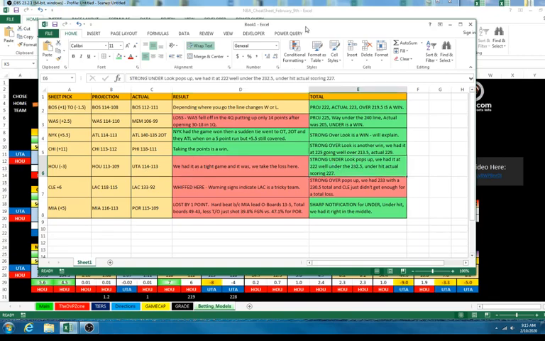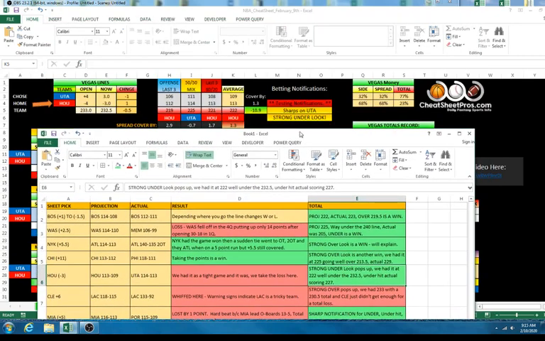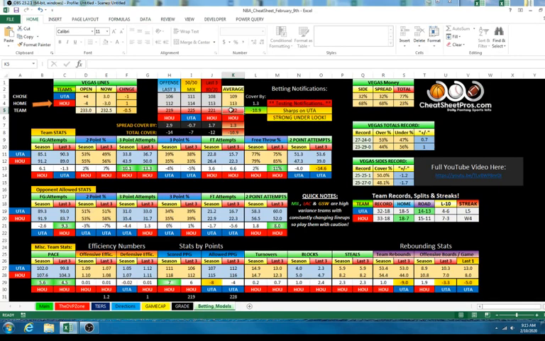Strong under look pops up. Okay, I didn't see that, so let me show you this. Of course, we have strong under because we have it going under by 10 points. So the strong under notification pops up. And then down here, this scoring, last 3 average, 219, last 3 allowed, 228. Both of those numbers are under the 232, so I really like that.